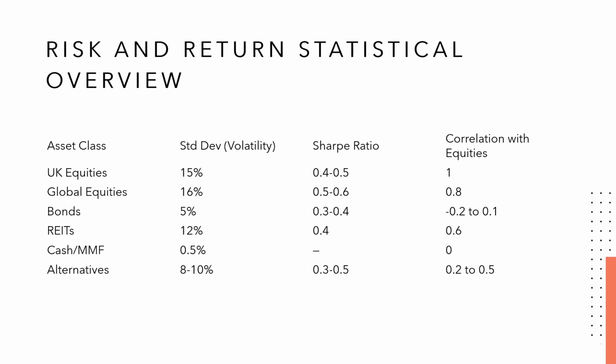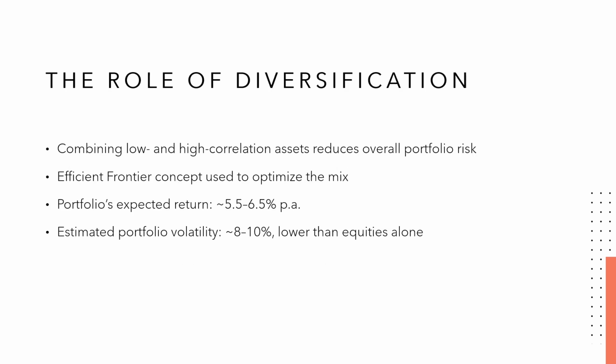By combining assets with both low and high correlations, we reduce overall portfolio risk through diversification. Using the efficient frontier framework, we've optimized the asset mix to achieve the best possible return for a given level of risk. The portfolio targets a return of 5.5 to 6.5% per annum, with a volatility of 8 to 10%.